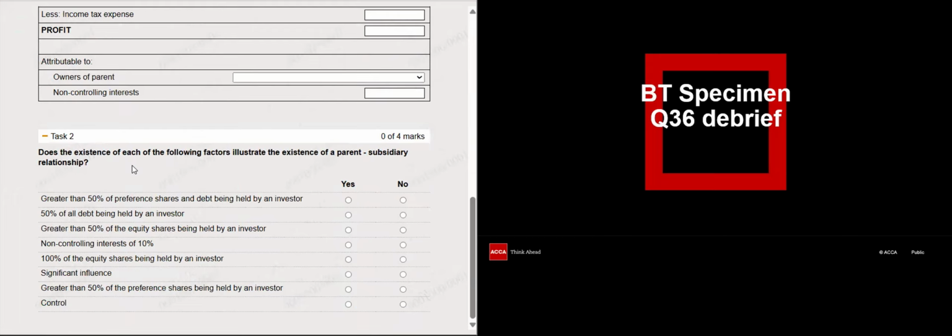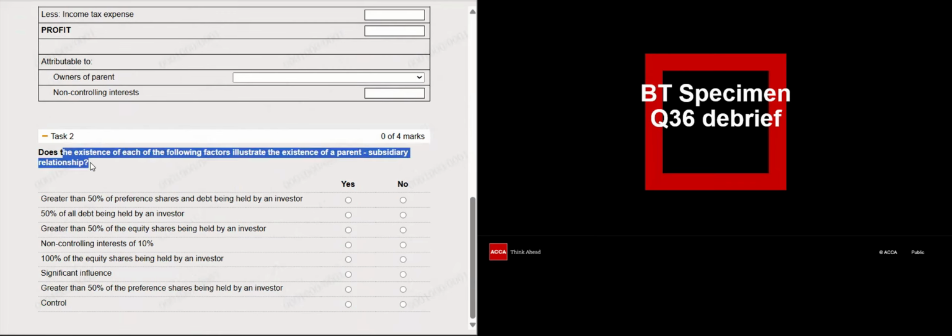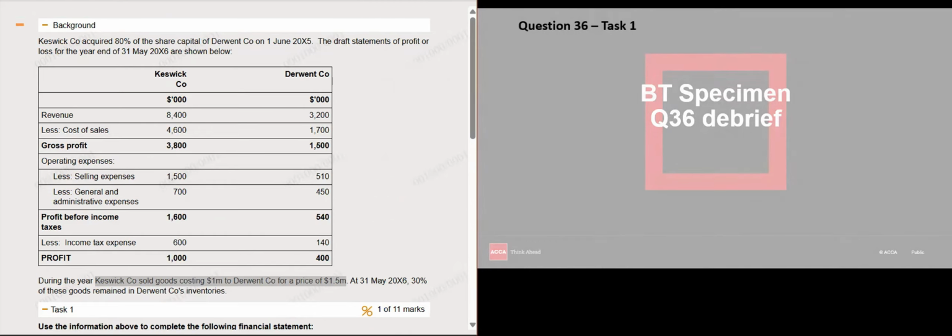calculating the consolidated figures. Task 2, we are then asked if the existence of any of the following factors illustrate the existence of a parent-subsidiary relationship. This task is independent of the background information and task 1. Now let's move forward to solve first task.